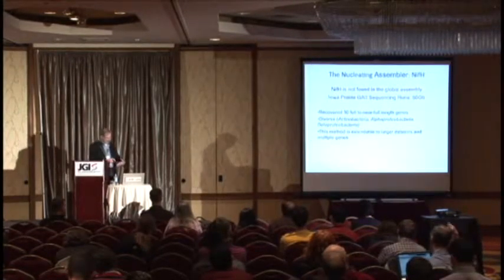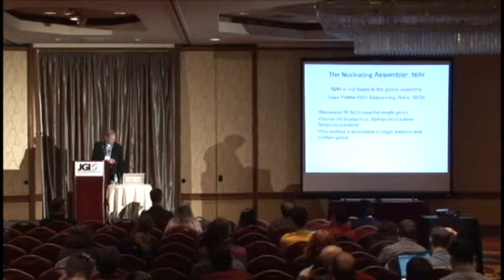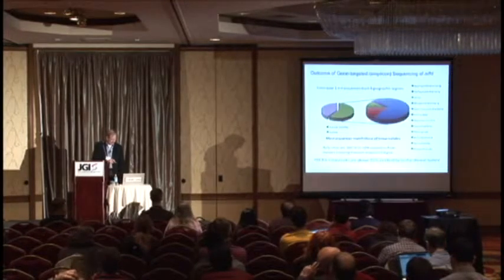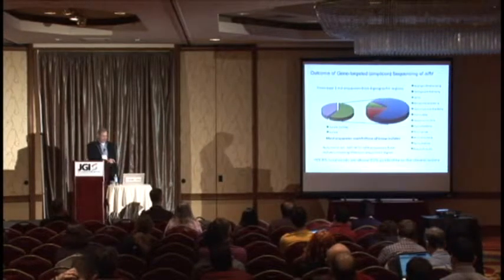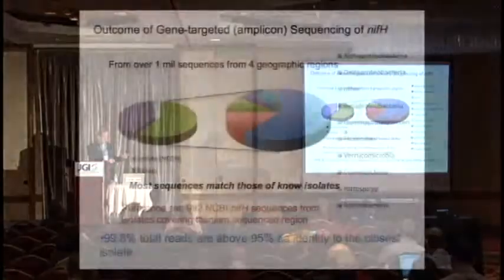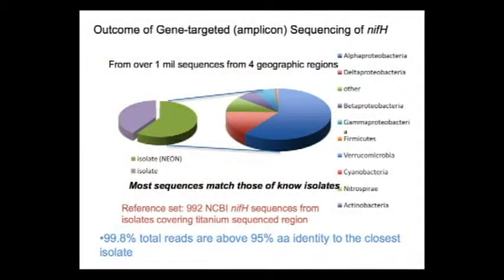So where we are now is with this proof of principle and several approaches, then to begin to extend it to other genes. Another approach that relates to this gene-targeted approach is amplicon sequencing. We call it gene-targeted sequencing. And again, of nifH in this example. This was done from over 1 million sequences from 4 geographic regions. And then if we compare those to what is in GenBank, we find that most of them compare to isolates already known in GenBank.